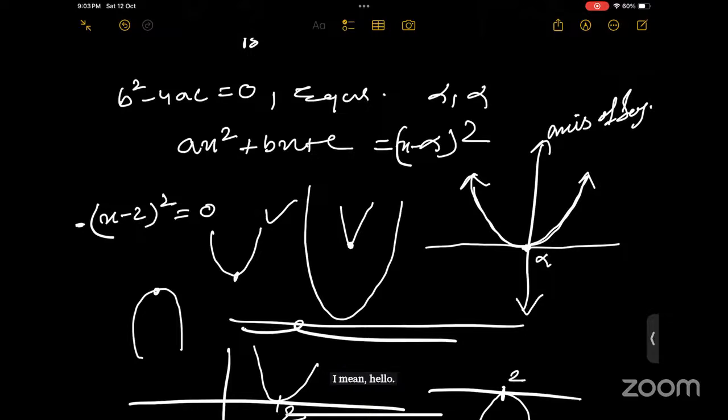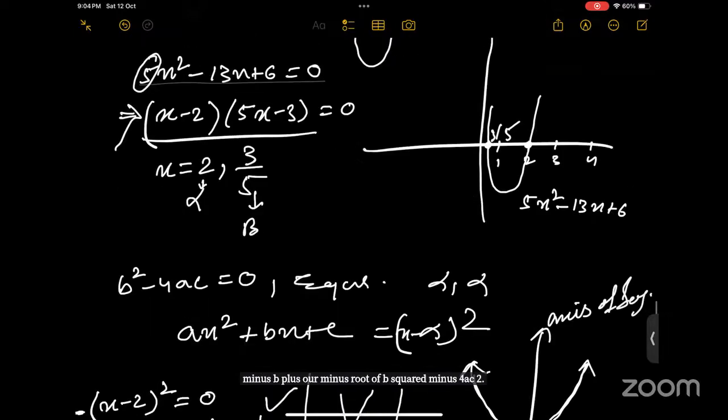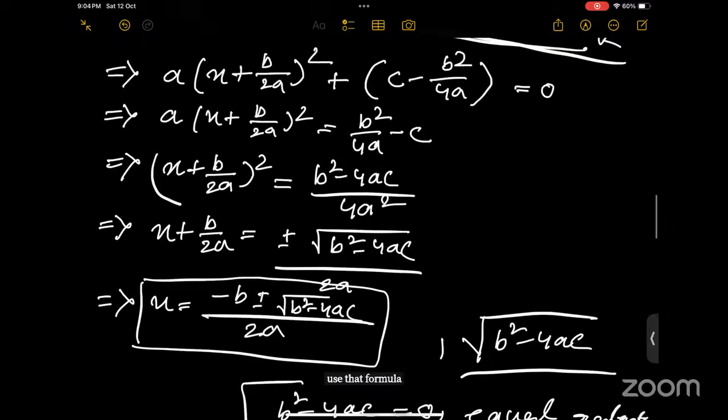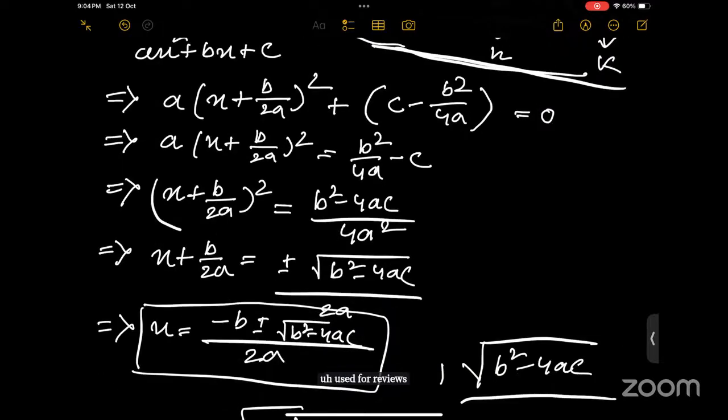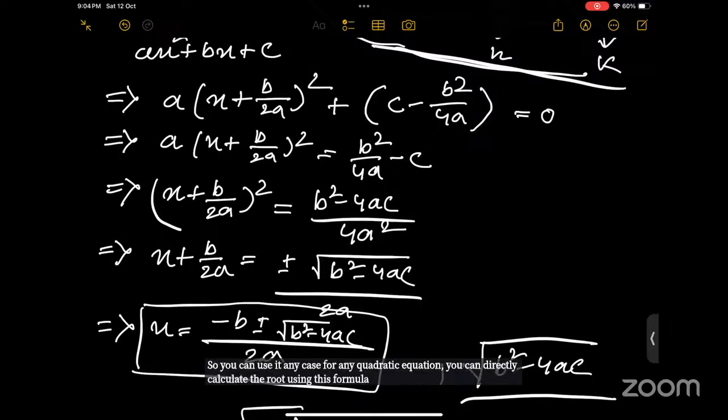Madam, as per the quadratic formula, it is minus b plus or minus root of b squared minus 4ac by 2a. Is that formula used to find all the roots, even if it is a prime number? Yeah, even for prime numbers also. It is a general formula, so you can use it in any case. For any quadratic equation, you can directly calculate the root using this formula. This is the general formula. Okay. Thank you.